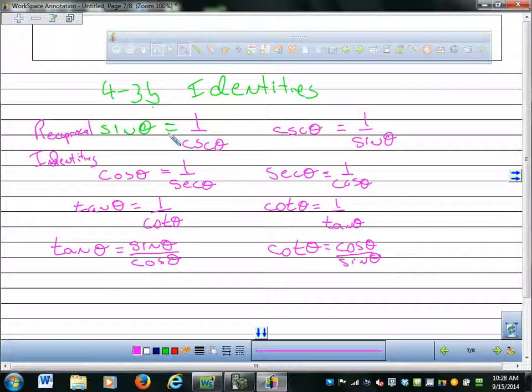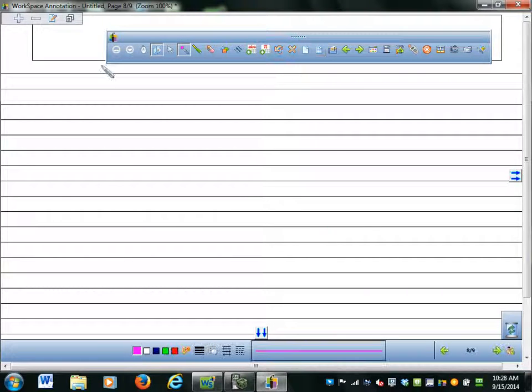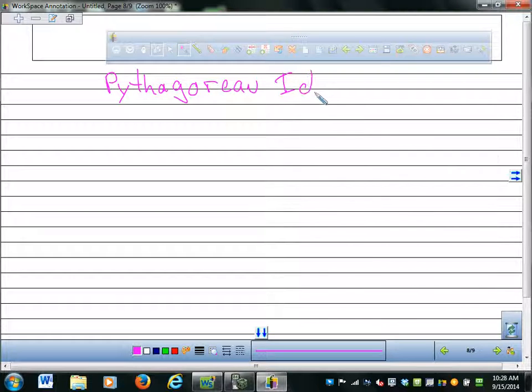Okay, so Pythagorean identities are based, kind of implied, on the Pythagorean theorem. And these are all based off of the unit circle. The first one, and probably the most important one, is that sine squared plus cosine squared is equal to 1, but the other two come up a lot too, so you should try to figure them all out.